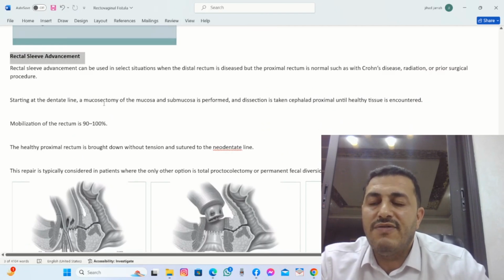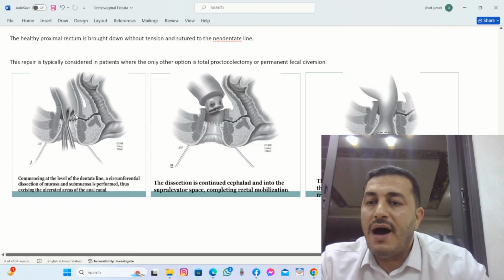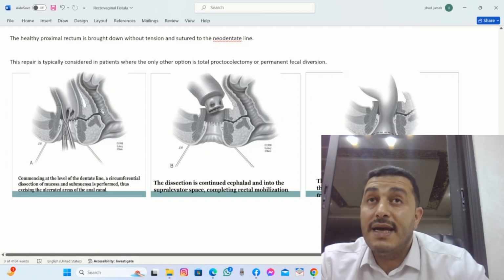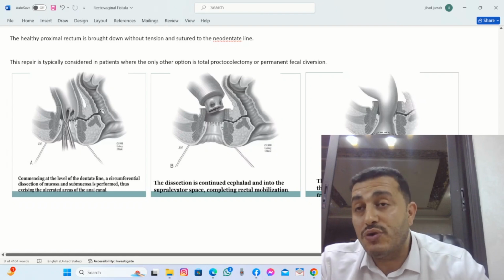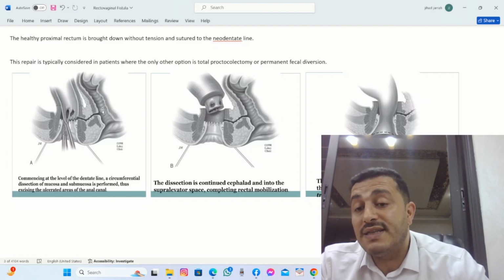This is the rectal sleeve advancement. Simple concept, but not a simple surgery. To understand simply, we do a mucosectomy circumferentially until we reach a healthy rectum. Then we pull the rectum through the anal canal, as you see in this picture, and we suture it. We will have a new dentate line. This is indicated in chronic proctitis, radiation proctitis, radiation-induced rectovaginal fistula, and cases of previous failed attempt.